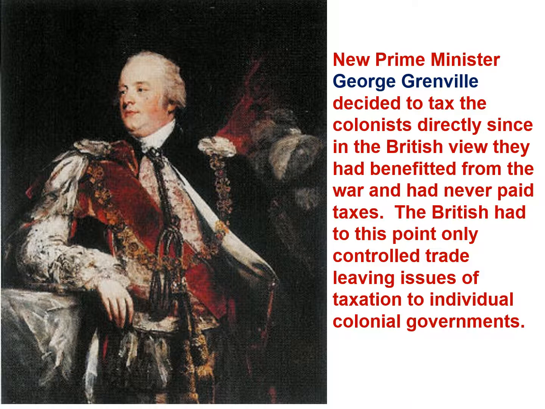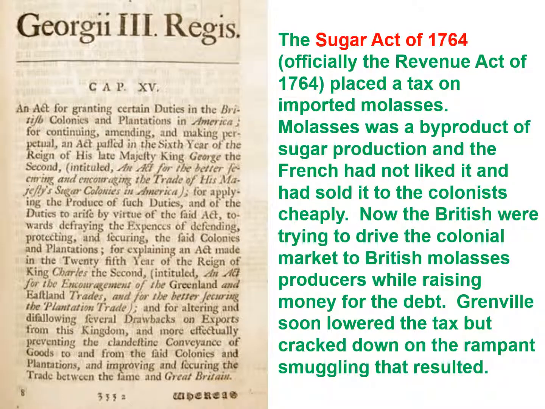The British, to this point, had only controlled trade with the colonists, mercantilistic regulations on trade, and they left issues of taxation to individual colonial governments. One of the first things that Grenville did after coming into office was get Parliament to pass the Revenue Act of 1764, famously known as the Sugar Act of 1764.